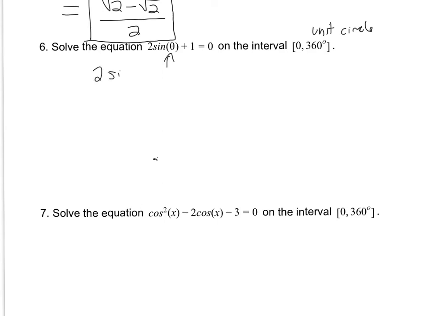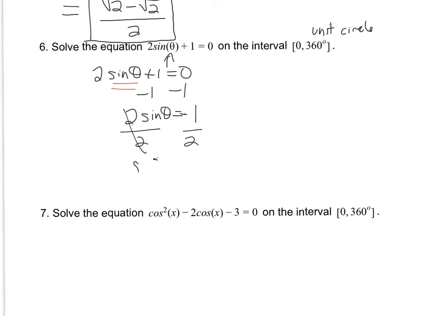So the first thing I'd want to do is I would want to try to get my trig function by itself. So I'm going to try to get, in this case, the sine by itself. So I will subtract 1 from both sides. So 2 sine theta equals negative 1. And then I will divide both sides by 2. So sine theta equals negative half.